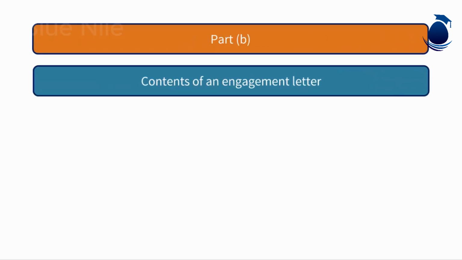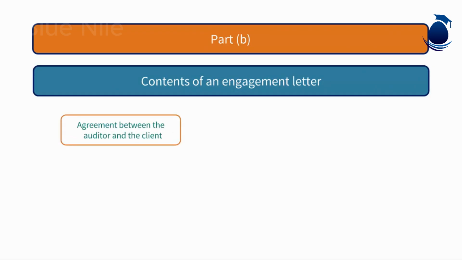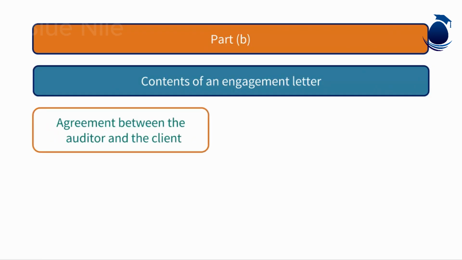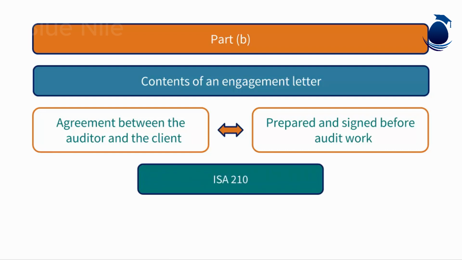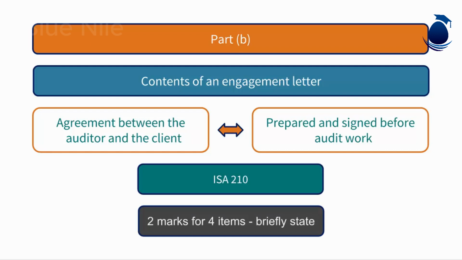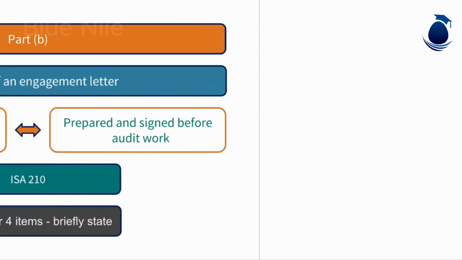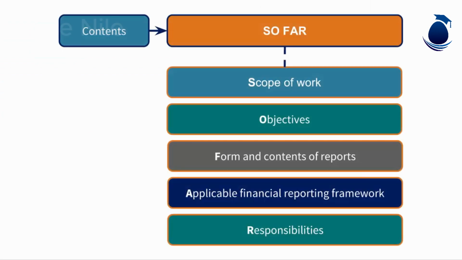For Part B, you will need to remember the contents of an engagement letter. Remember, the engagement letter is an agreement or contract between the audit firm and the client and should be prepared and signed by both parties before the audit work begins. ISA 210 outlines what should be included in an engagement letter. For 2 marks, they require 4 items that should be included. It is clear that these can be stated and therefore no great detail is needed. To help remember some of the contents of an engagement letter, you could use the mnemonic SO FAR.